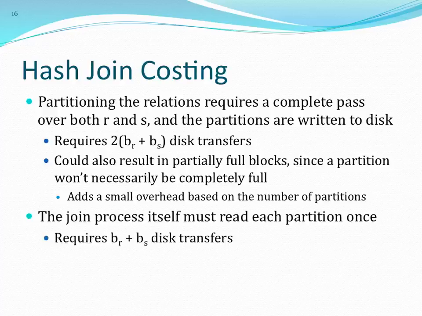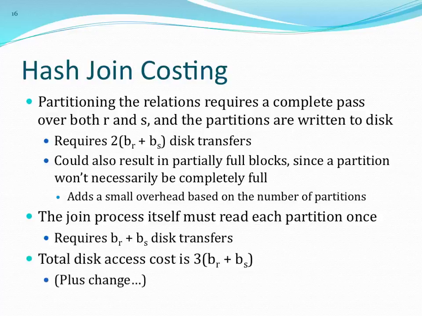The join process itself reads each partition once. So basically, this is going to be the number of reads that you have to do for the hash index. I should really say reads and writes, because you have to write the partitions out too. Okay, so the number of blocks in R plus the number of blocks in S, multiply that by 3, because I have to read everything in, write the partitions out, and then read the partitions in. That's basically what you've got. Okay? Does that make sense?